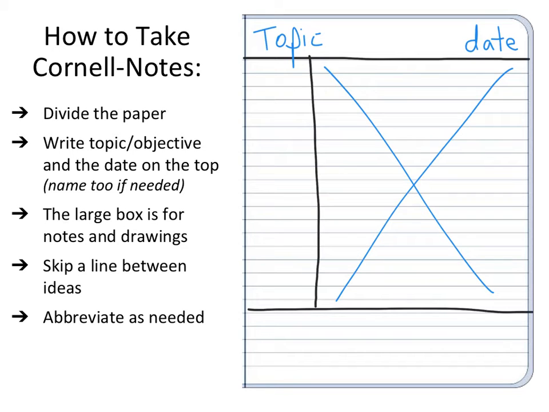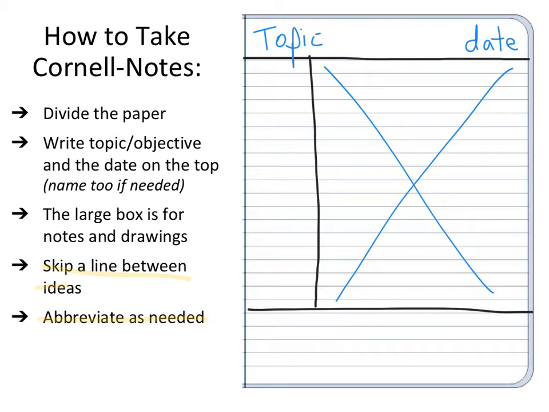It's recommended that you skip a line between ideas. That just makes it easier to visually see. It makes your notes easier to get through, and it makes them a lot less overwhelming when you're going back and reading them. And you can also abbreviate as needed. These are your notes, so they don't need to be paragraphs on paragraphs of teeny tiny writing with full sentences. They can be bullet points.